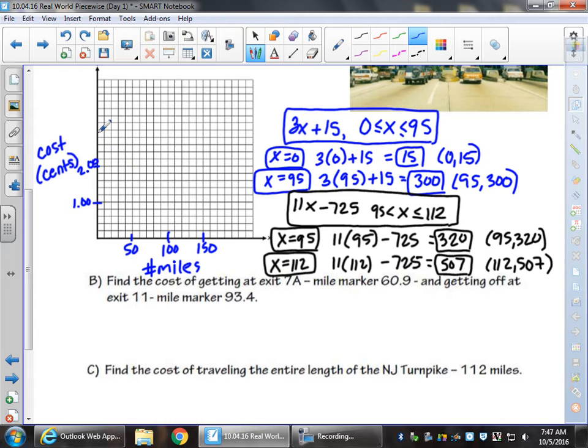2, 4, 6, 8. Is this going to work? Uh-oh. Nope. So now what are we going to count by? 25. Let's try counting by 25. Count by quarters. So that's why we do it in pencil.